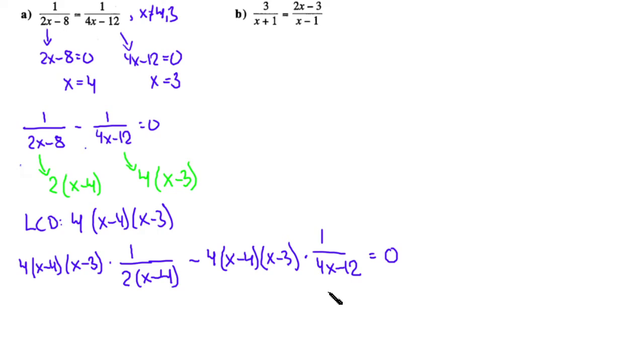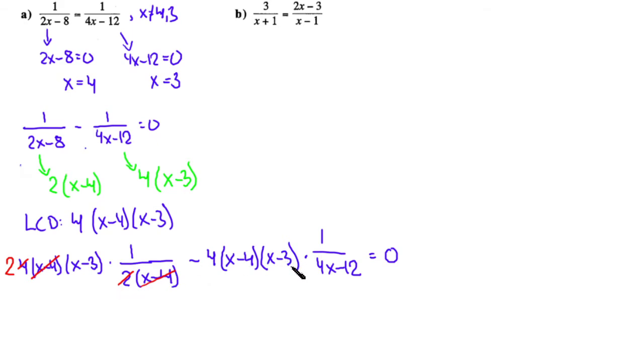Now, if we take a look at the terms that we have here, we can cancel this x minus 4 against this x minus 4. And it's 2 against this 4. We're just left with a 2 here, since 4 divided by 2 is 2. So we essentially got rid of the denominator.